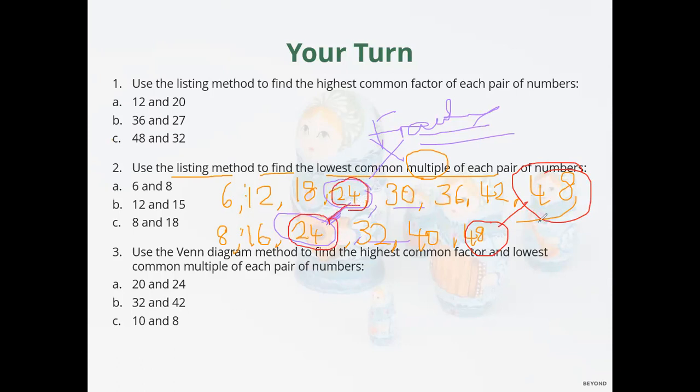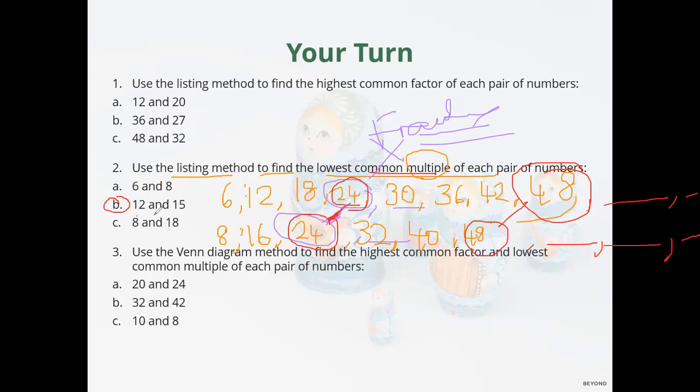And again, the highest can be infinity. Keep on going. There is no point in finding the highest. That is why the question never asks you to find the highest common multiple. The question will always only ask you to find the lowest common multiple, and the highest common factor. Do you understand now? Okay, so that's the listing method.